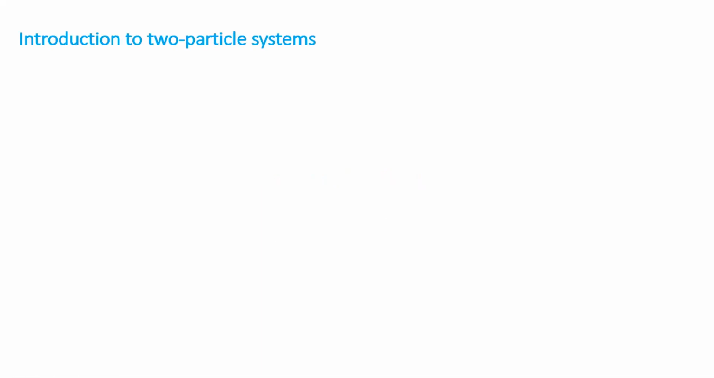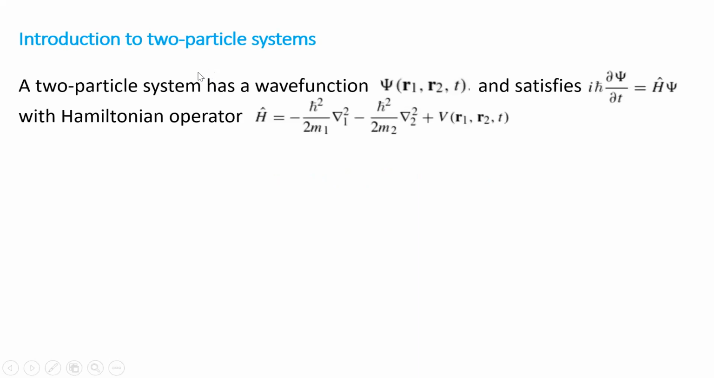Okay, so an introduction to two particle systems. So we've done some one particle systems. Now let's look at two particles. So a two particle system has a wave function, which is a function of two position variables, R1 and R2. Since there's two particles, R1 would refer to the position of particle 1, R2 the position of particle 2. So it's a function of two position variables and time.